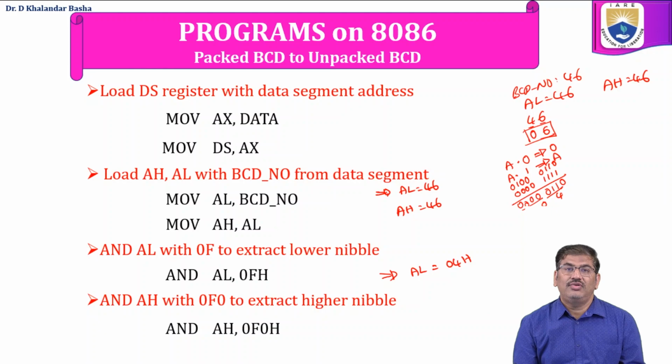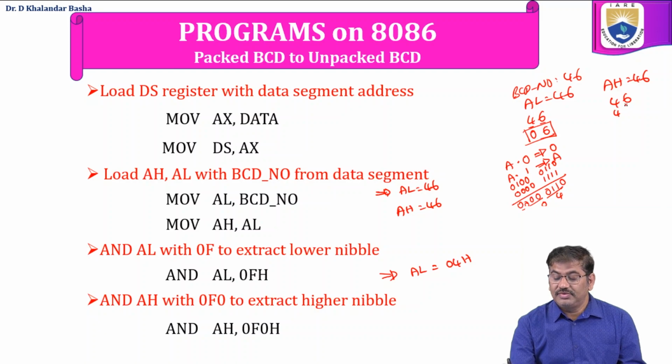So AH also will have 46. Next we are doing AND AH comma F0H. So the second data, that is for getting 04, first we will retain the 4 bits, then we will clear the upper 4 bits. So now the value which you are going to get is 40H. Now we will shift these contents towards right side by 4 bits, then we are going to get the value as 04H. So this we will do by shift right.